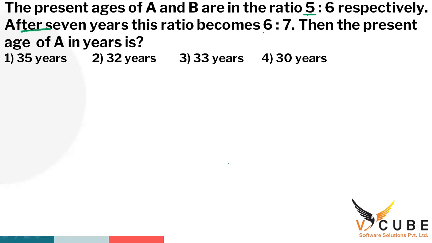After 7 years, A is how many parts? 6 parts. Go through option verification. What is the first option? 35. 35 is a multiple of 5. After how many years? 7 years. So 35 plus 7 is how much? 42. 42 is a multiple of 6. That's why option A is the right answer. 35 years is the present age of A.